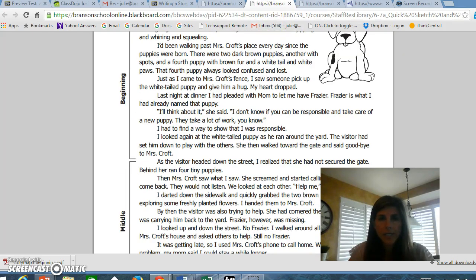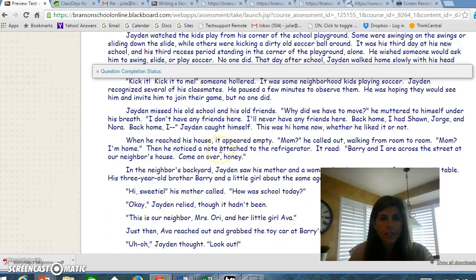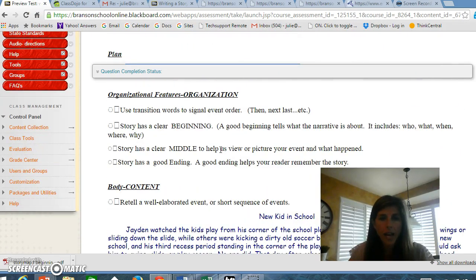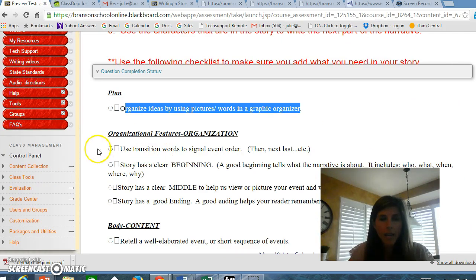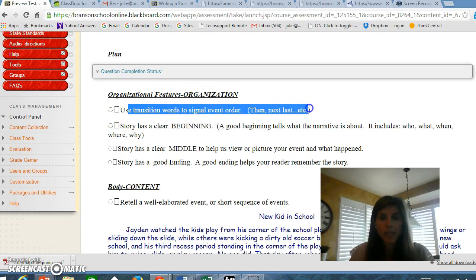So here is a checklist I have, if I can find it. I have a checklist in Blackboard as well that you can print out and check off the things that you want in a story. So here's your planning, and I've gone over that. So here's some organizational things for your story. Use transition words, time order words. Remember the next, last. Puts your events in order.